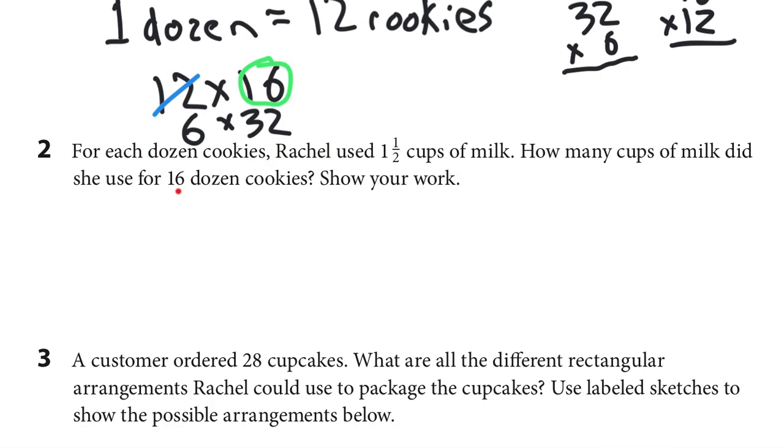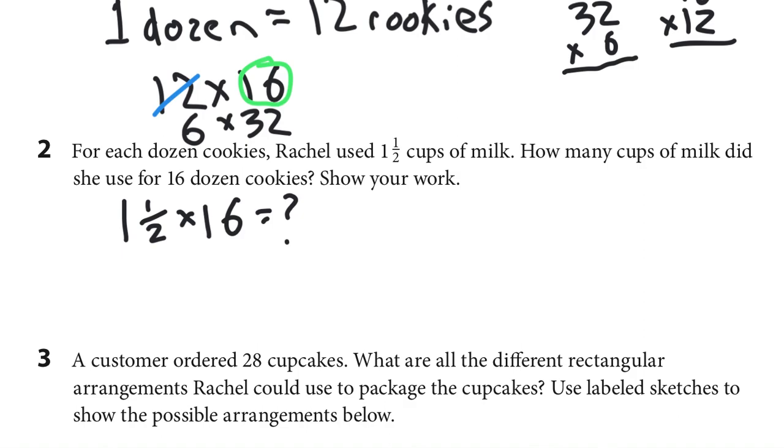But we have 16 dozen, so we need to count this 1.5 16 times. Okay? So if you say 1.5 times 16, what is that answer going to be? And I would like you to think about it this way. What if I asked you, what if I took 1 times 16? What would my answer be? Would you say it's 16?